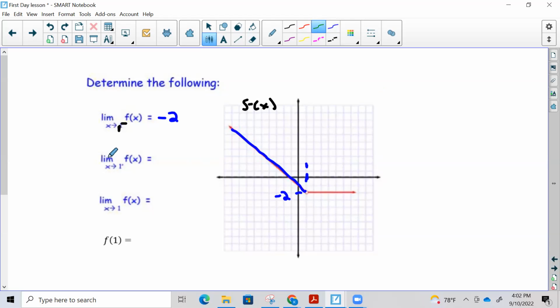Then I'm going to go the limit as x approaches 1 from the right. So this again is the right. This is the left. So I go right to left, trace that. Okay, what y value am I hitting when I get to 1, which again is -2. And because these are equal from the left and the right, they meet up at the same point. The limit is -2.